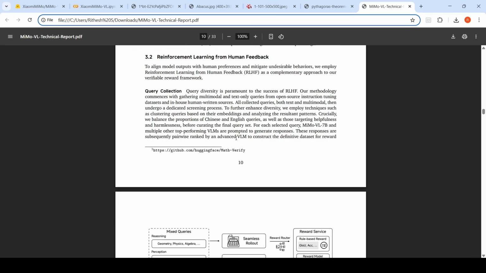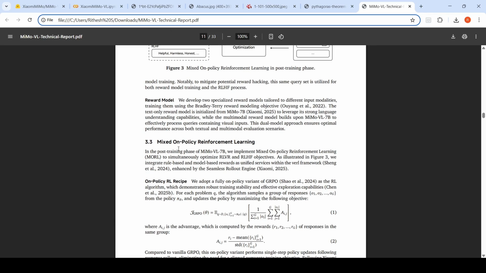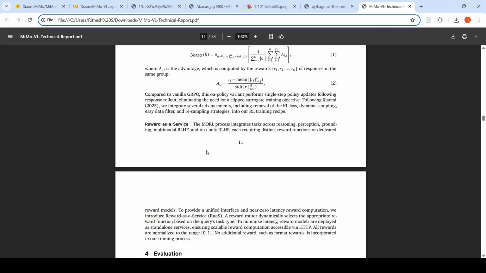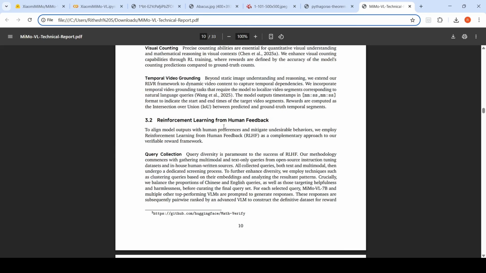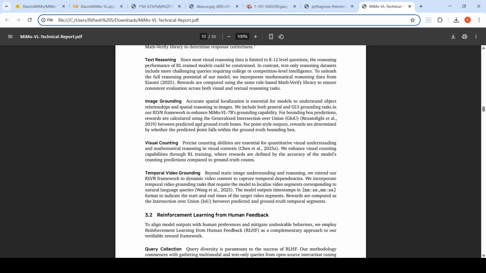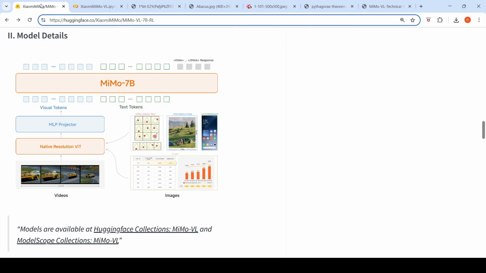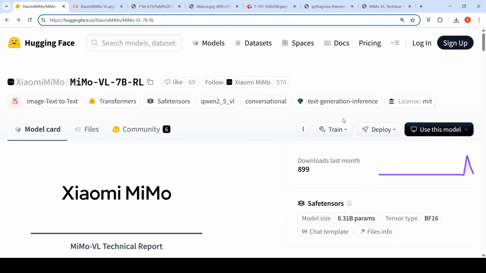They also do reinforcement learning from human feedback as well, right? And they have come up with something called mixed on policy reinforcement learning. If you want me to cover the technical details of mixed on policy reinforcement learning and how they have done it, I can create another video. You can look at this paper and understand more about the reinforcement learning techniques they have used over here, and what datasets they have used. So this is a short video on the Xiaomi vision language model.